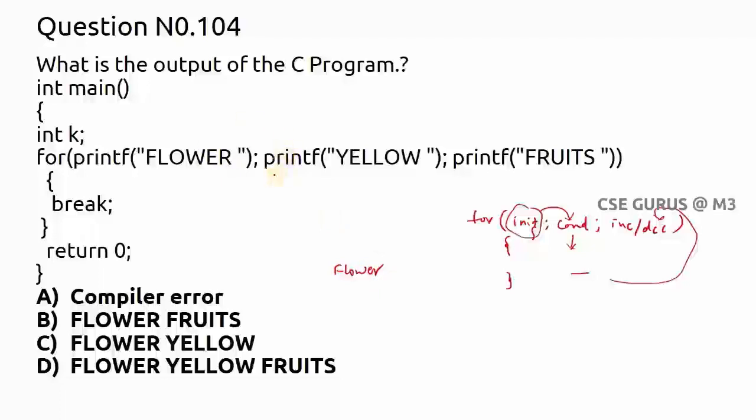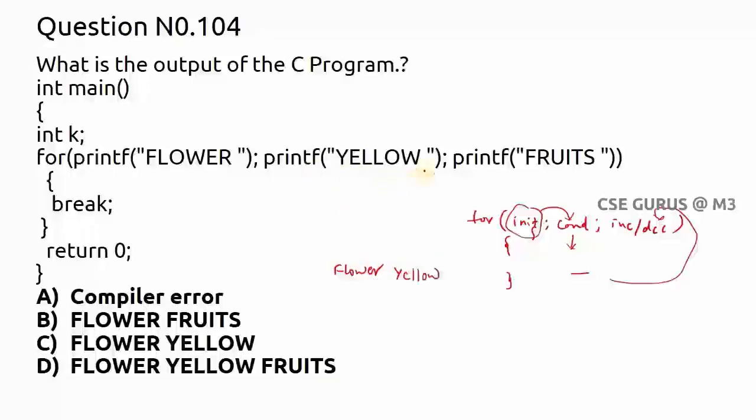What is the condition? Printf yellow is given. Anyway, condition here means you can give anything. It's not like I less than or equal to J, not like that. Anything, you can give a number also here. Anyway, it checks whether it is 0 or non-zero. Now here printf yellow, so this will be executed. Yellow will be printed.